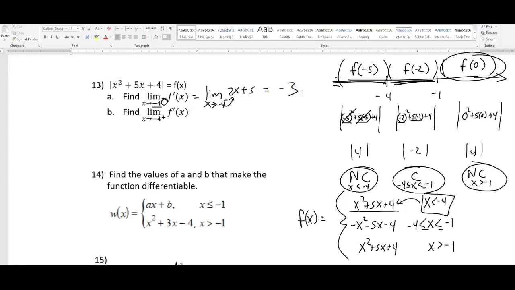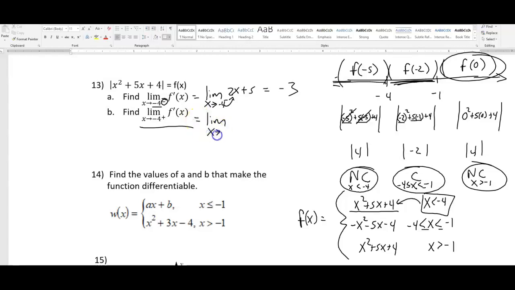And just so you guys know, once you found this, the slope from the left, the slope from the right is going to be the same thing. It's just going to be the opposite sign because that's how absolute values work. It just immediately flips it. But I'll work it out anyway, just in case you were wondering why.